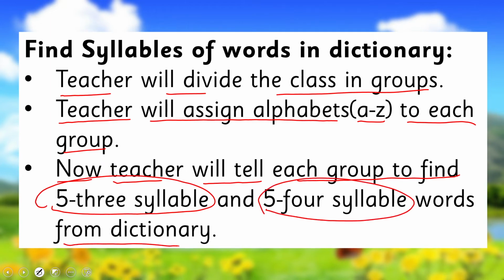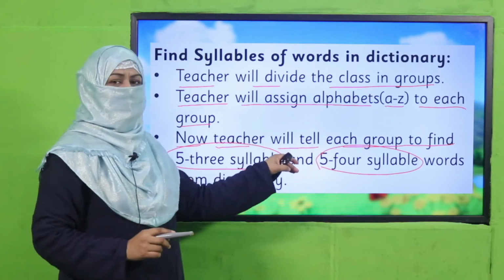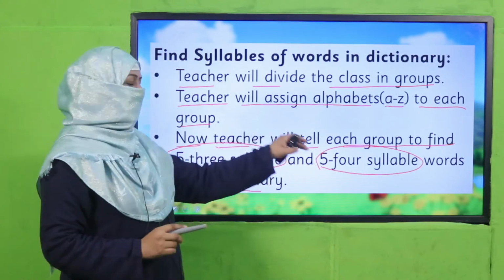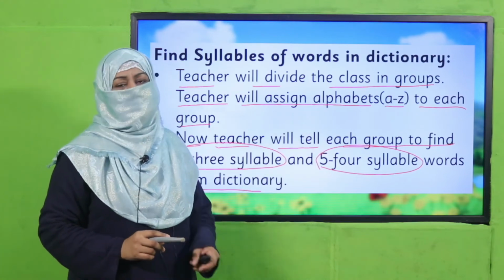So first they will be assigned letters, then they will go to the relevant part in the dictionary, and then they will find three and four-syllable words. Okay, so pause the video, enjoy this beautiful activity, and then come back.